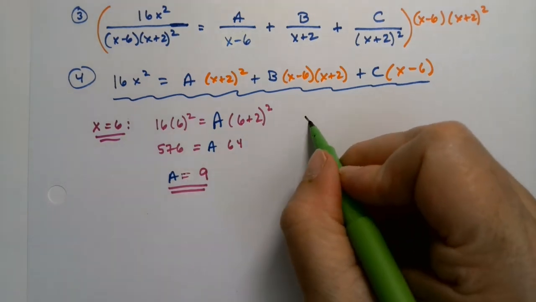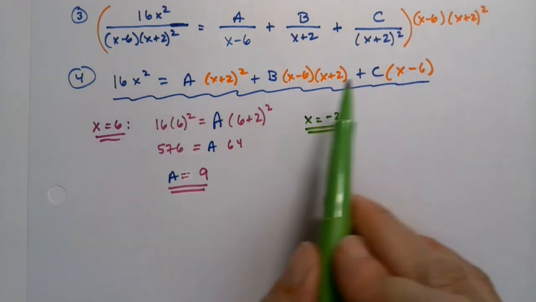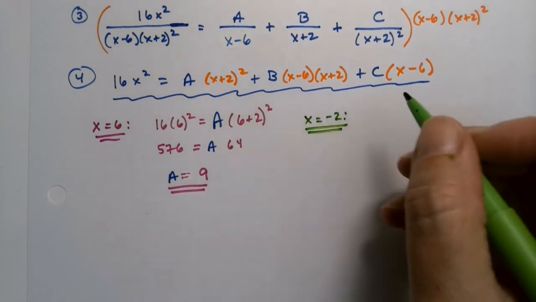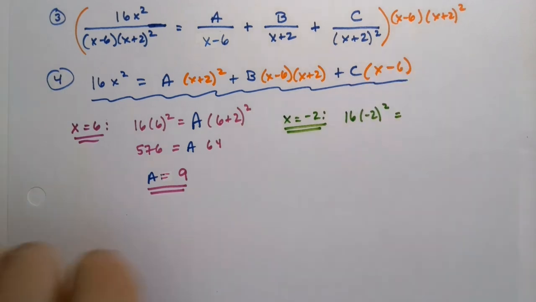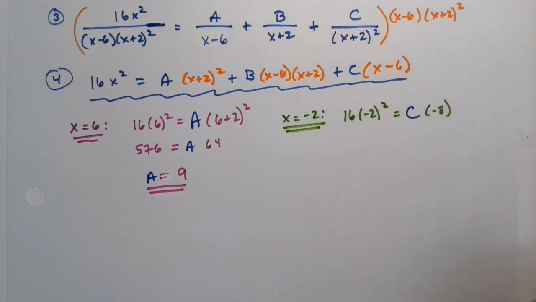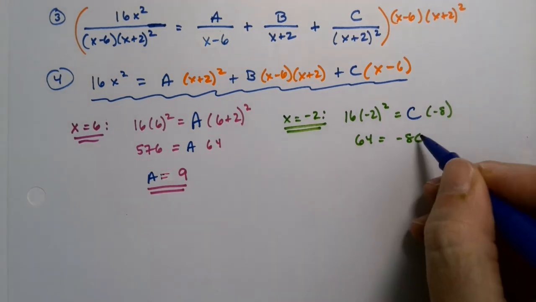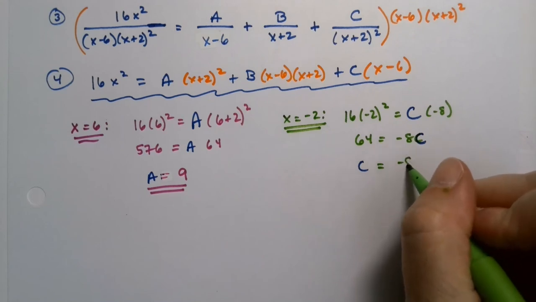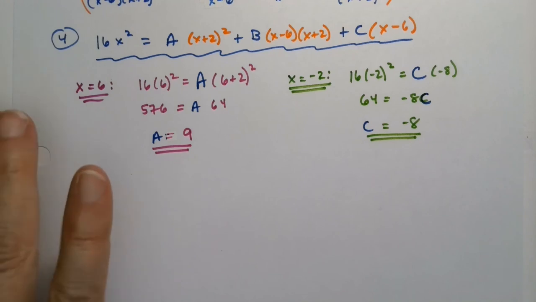Let's try, well, negative 2. That's what's worked for us before, choosing one that makes one of them go away and then the other one. Negative 2 will make A and B both go away. So then that'll be 16 times negative 2 squared equals C, because C will be the only one left, times negative 8. Well, this is easy, right? This is 64 equals negative 8C. So then C is equal to negative 8. Wonderful.